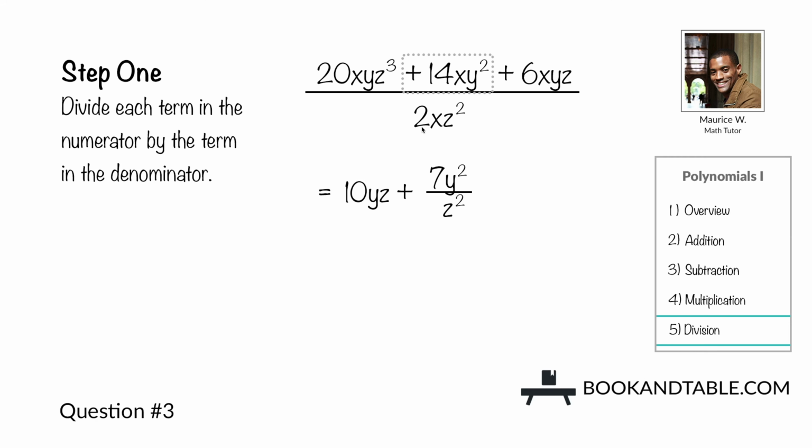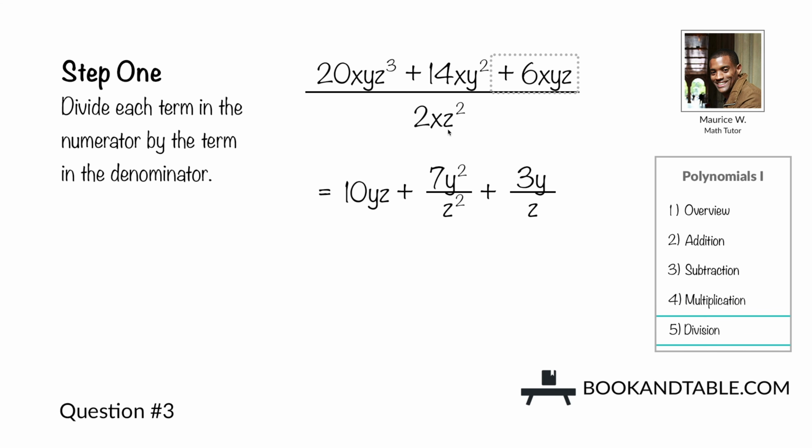Then we have 14 divided by 2, which is 7. X divided by x is 1, so let's cancel each other out. And y squared is not being divided by another y, so we keep our y squared. And we don't have a z in the numerator, but we have a z squared in the denominator, so we keep z squared in the denominator.